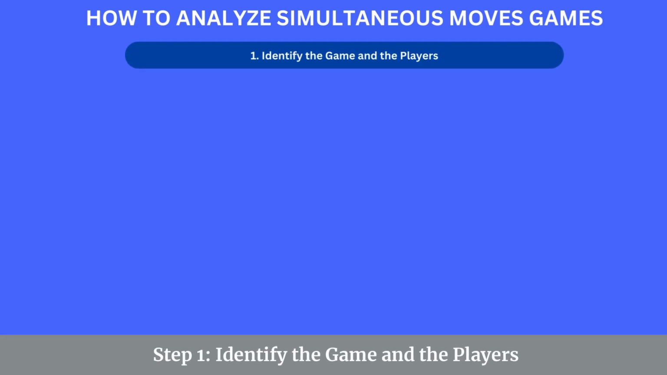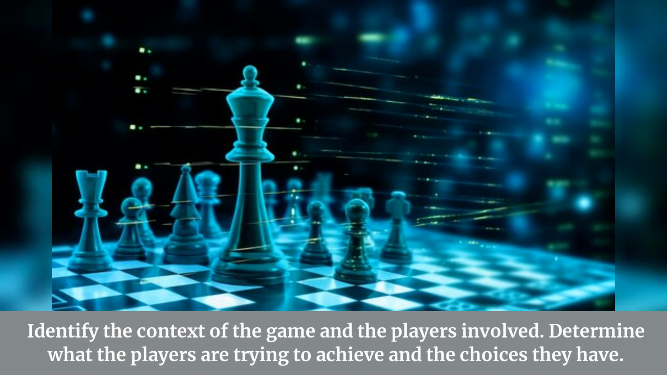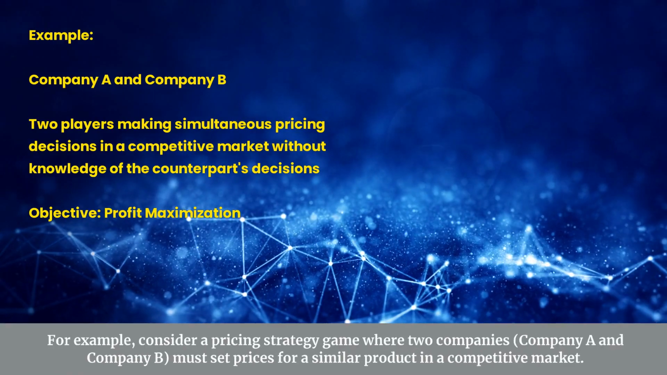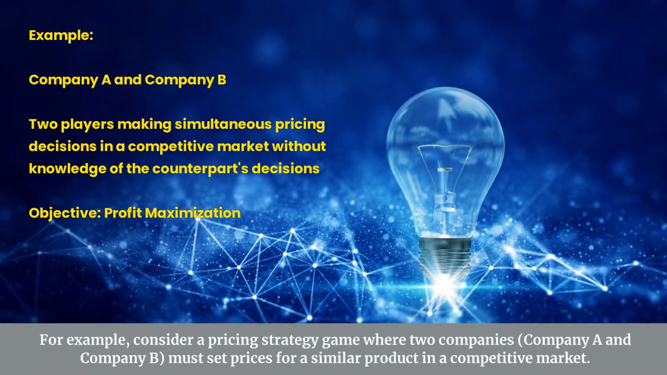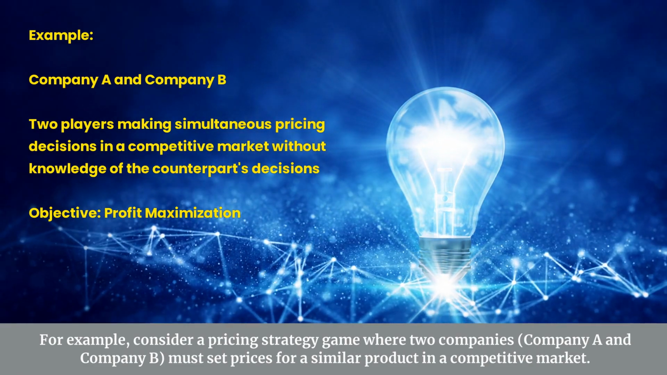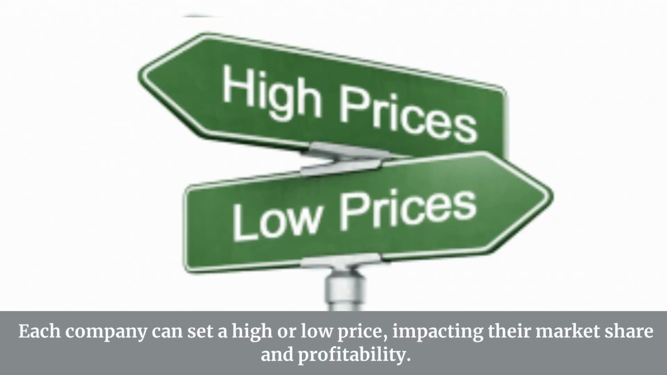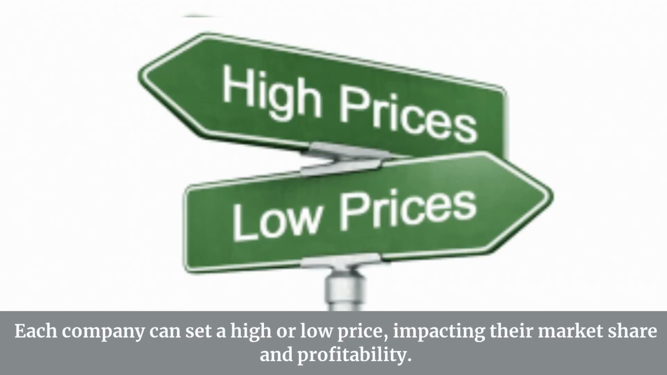Step 1. Identify the game and the players. Identify the context of the game and the players involved. Determine what the players are trying to achieve and the choices they have. For example, consider a pricing strategy game where two companies, Company A and Company B, must set prices for a similar product in a competitive market. Each company can set a high or low price, impacting their market share and profitability.